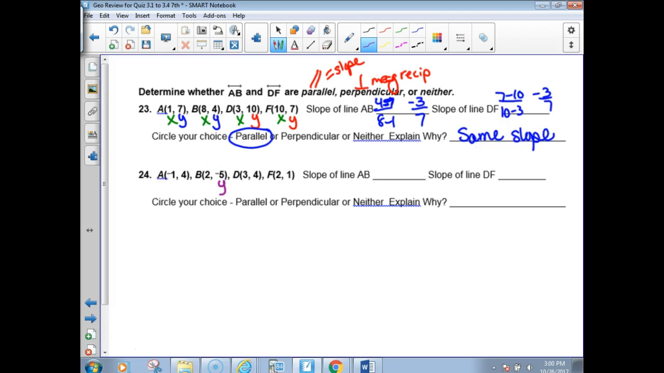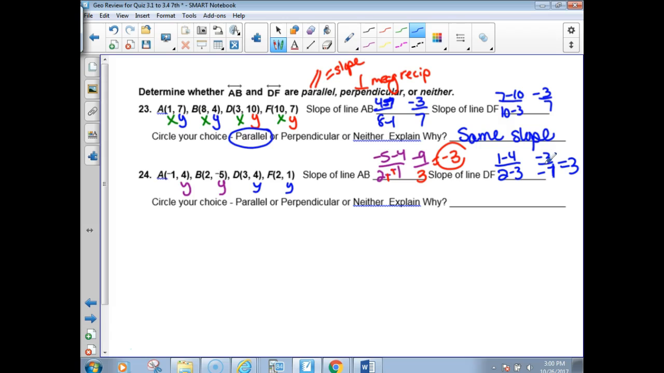Next, subtract the y's, negative 5 minus 4. On the bottom, 2 minus negative 1. We end up with negative 9/3, which is negative 3. D to F, slope is 1 minus 4. 2 minus 3 on the bottom. That's negative 3 over negative 1, and that's just positive 3.